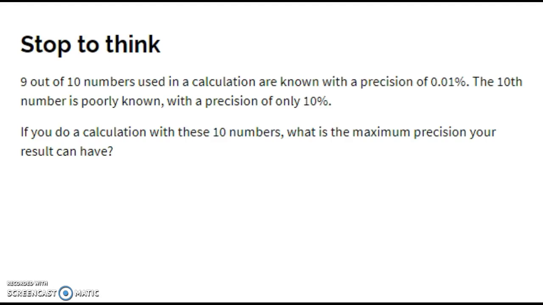So just applying this idea, let's pause and think here. Let's suppose we're dealing with a calculation, and 9 out of the 10 numbers that we're using in this calculation are known with a precision of 0.01%. That is very, very precisely known, at least in what we'll be dealing with. And let's suppose this 10th number in the calculation is poorly known, with a precision of only about 10%. If you're doing some calculation with these numbers, what is the maximum precision you think a result can have? All right, so pause this video, think about it a moment, and then you can hit play.